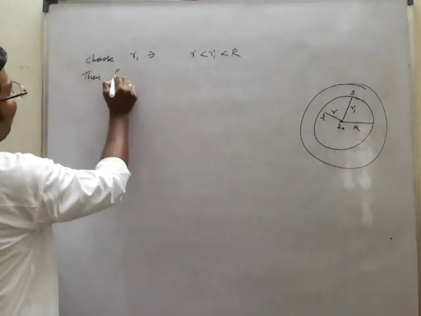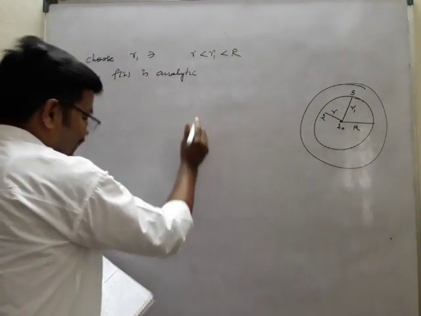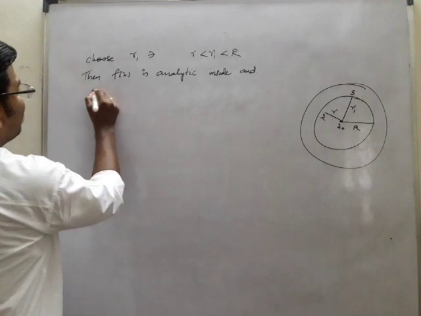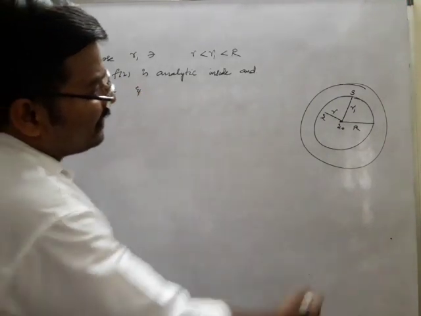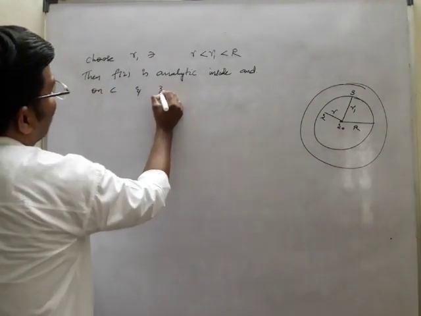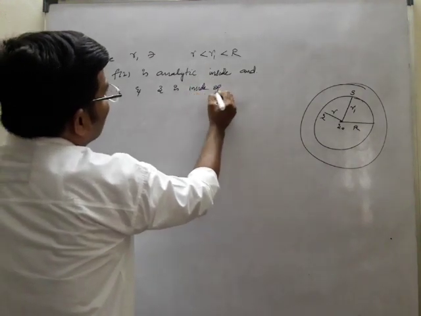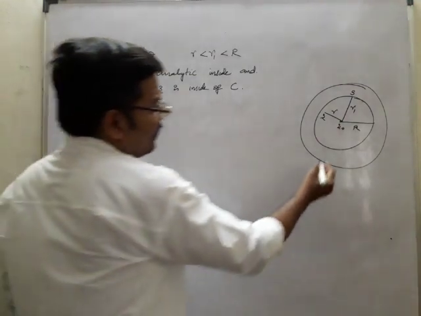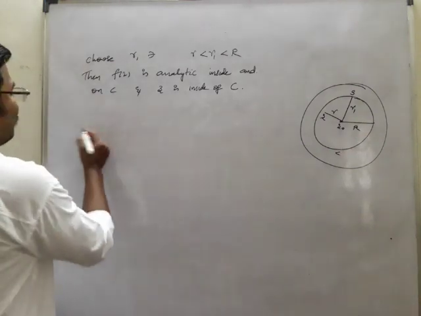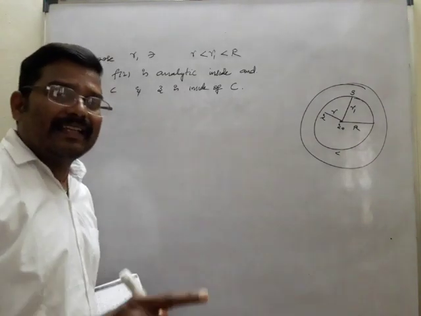Then f of z is analytic inside and on C, and since f of z is analytic inside and on C, z is inside C. Where z lies inside of the circle C. Let us suppose this circle is C. So it is lying inside of the circle C. Therefore, because f of z is analytic inside of the circle C, by Cauchy's integral formula.